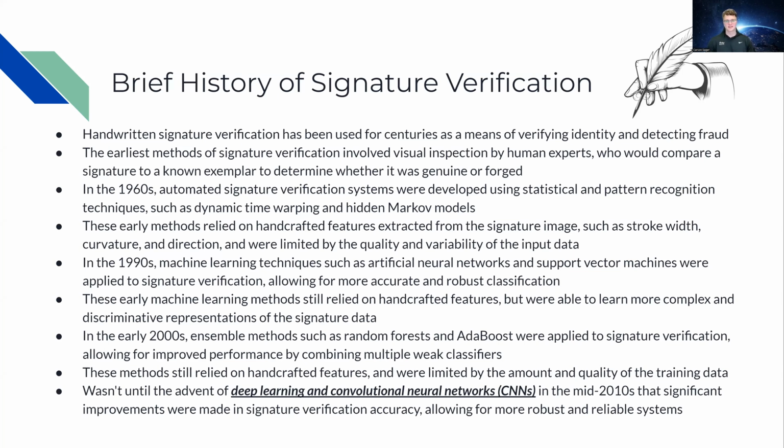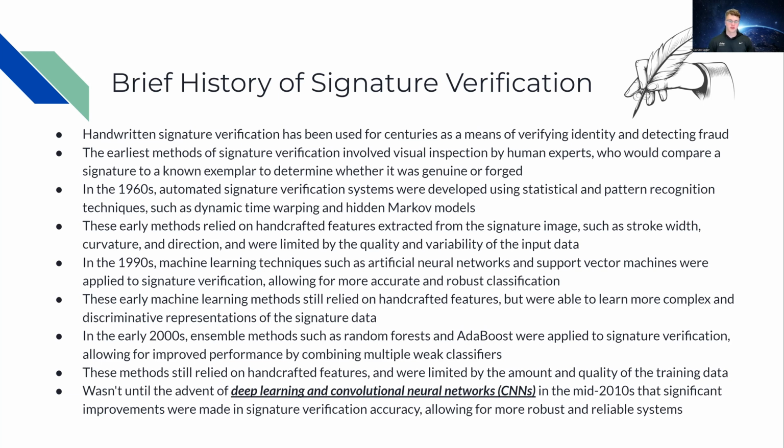In the 1960s, automated signature verification systems were developed using statistical and pattern recognition techniques such as dynamic time warping and hidden Markov models. These early methods relied on handcrafted features extracted from signature images, such as stroke width, curvature, and direction, and were limited by the quality and variability of the input data. Dynamic time warping, as in the previous point, will be used for the program that I will be using for signature verification.